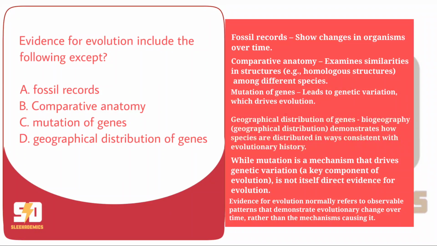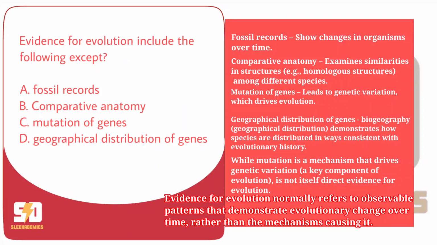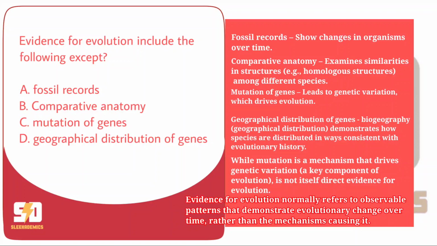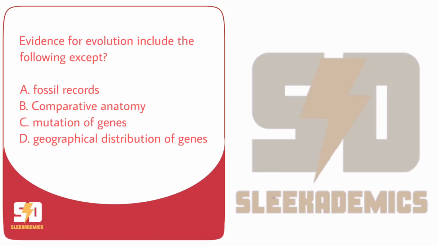Geographical distribution of genes, or what we could refer to as biogeography, demonstrates how species are distributed in ways consistent with evolutionary history. So, of all these, the only one in this case that is not an evidence for evolution is mutation of genes, which is the sudden change in the genetic makeup of organisms. Mutation drives evolution, but in this case, it is not necessarily an evidence for evolution. So the answer is C.